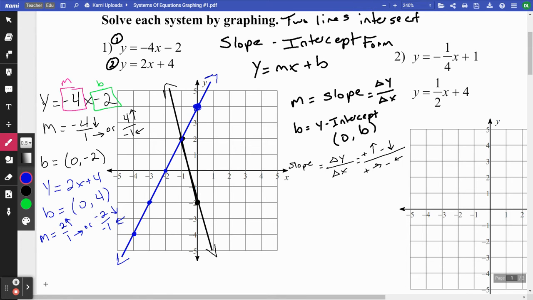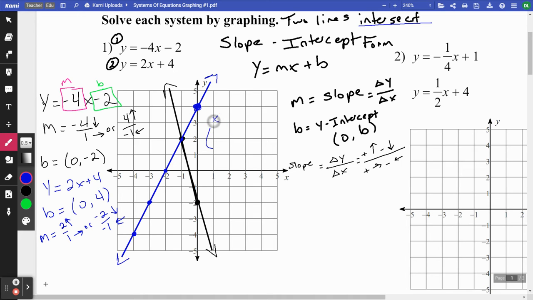Okay, one of them's got a positive slope, one of them's got a negative slope. Gotcha. What else do we notice? What else do we see when we look at this graph? They intersect, right? That's what we're looking for, is where they intersect. Where do they intersect?